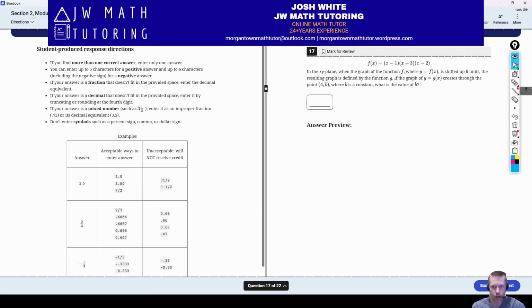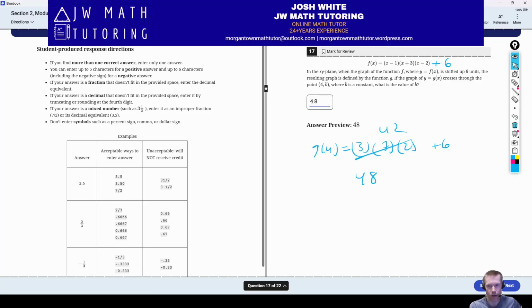So if you actually want to do this by hand, you just take the original thing and basically add a 6 here at the end. And then you would take 4 and plug it in and evaluate it. So g(4) would be equal to 4 minus 1, which is 3, times 4 plus 3, which is 7, times 4 minus 2, which is 2, and then plus 6. 21 times 2 is 42, plus 6. And the correct answer should be 48.